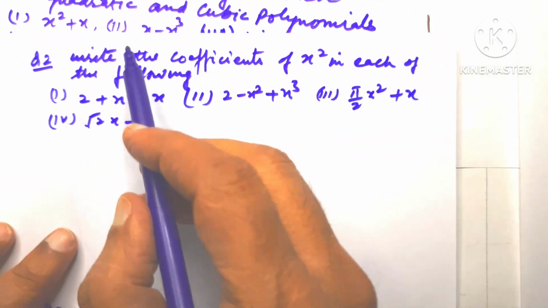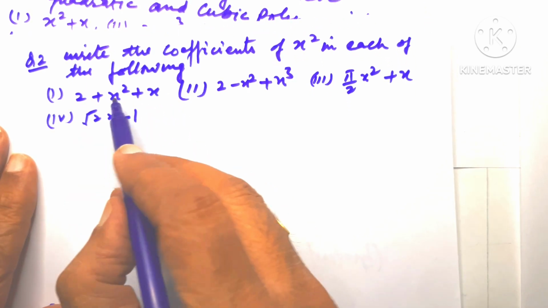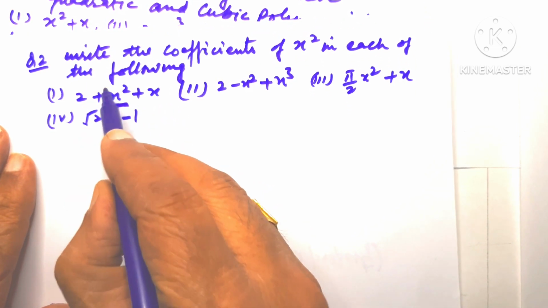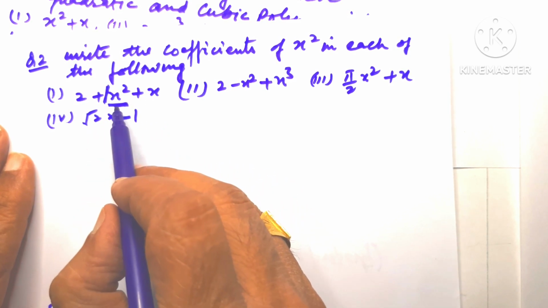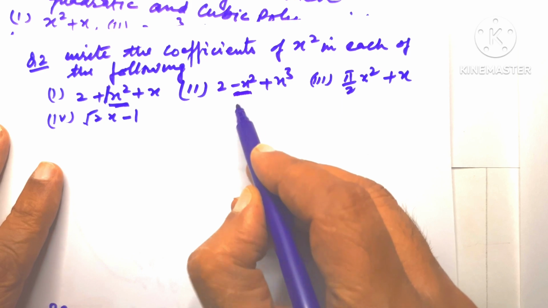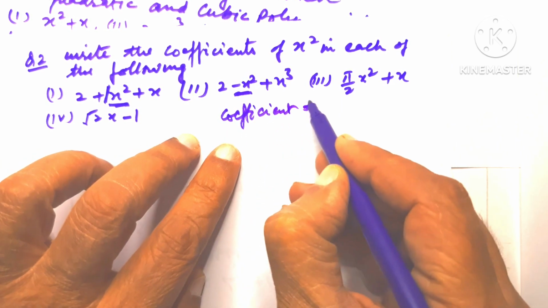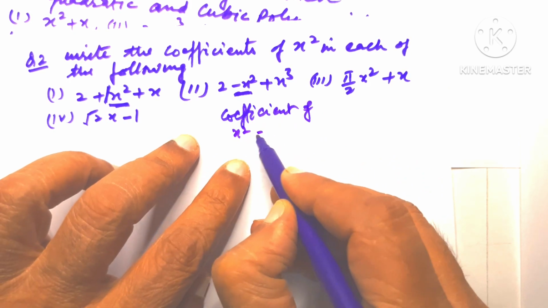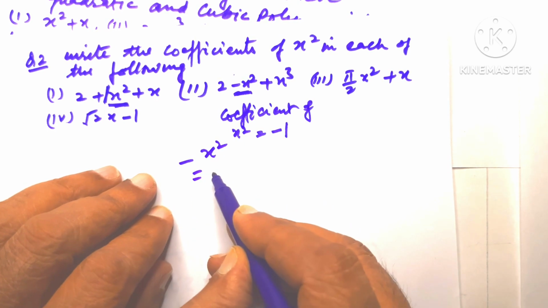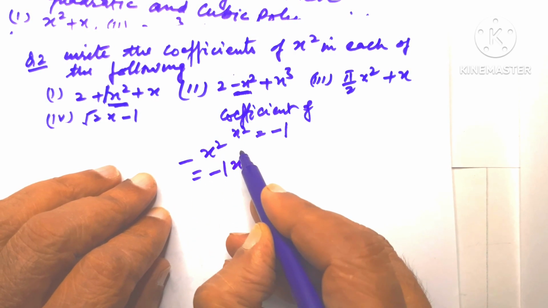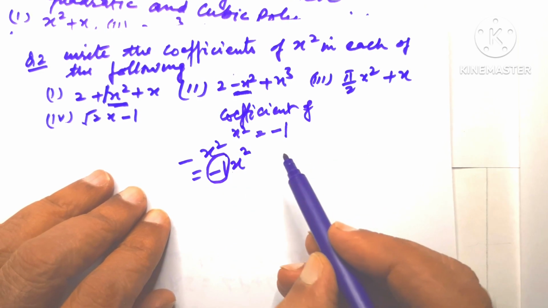Question number 2. Write the coefficient of x square in each of the following. What is the coefficient of x square over here? 1. Because when multiplied with the number, the value remains the same. What is the coefficient of this? The coefficient of x square is minus 1. Minus x square means minus 1 multiplied by x square. So the coefficient becomes minus 1.